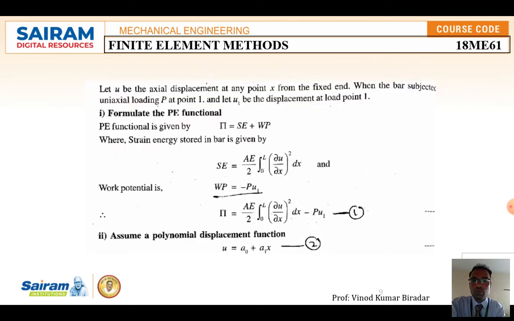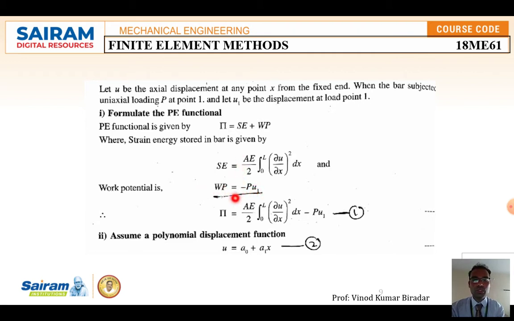So step number 1 is to formulate the potential energy function. The potential energy function formula is pi is equal to strain energy plus work potential. The strain energy is the energy stored in the given bar, which is given by strain energy is equal to AE by 2 integration of 0 to L of (dou U by dou x) whole square dx. This is already in the list of formulas I mentioned. The work potential is equal to minus P into U1. The minus indicates that the work done by the system is considered negative.